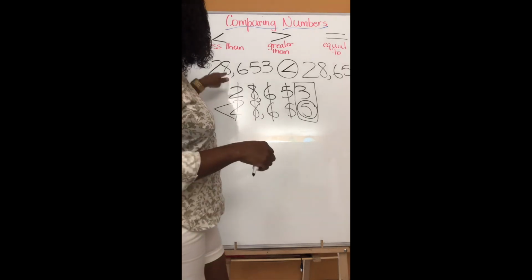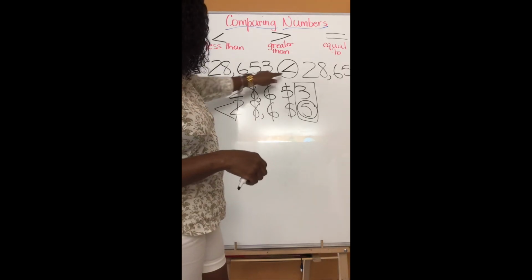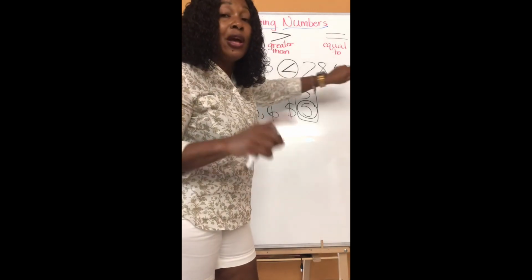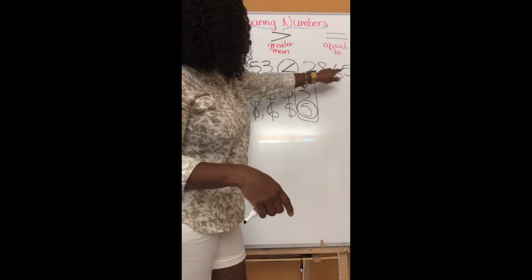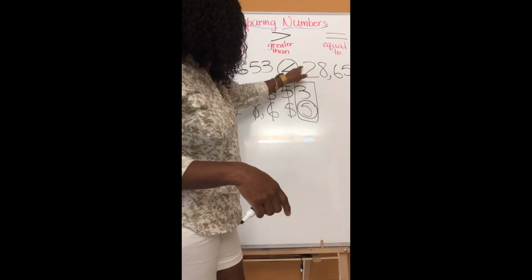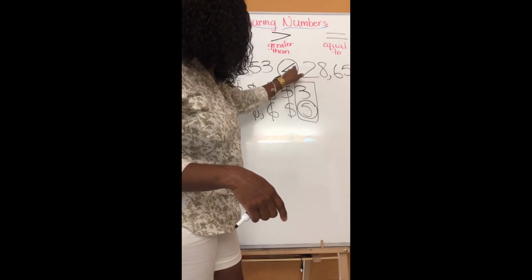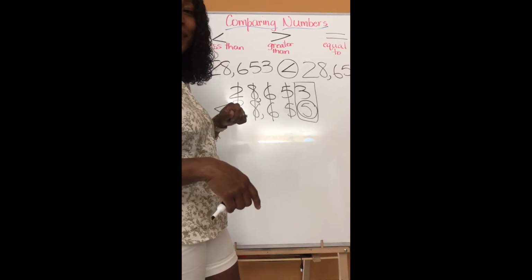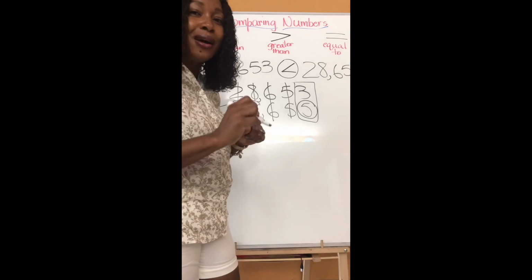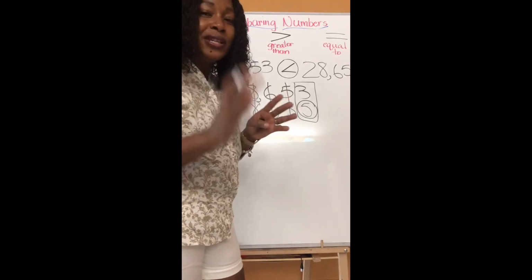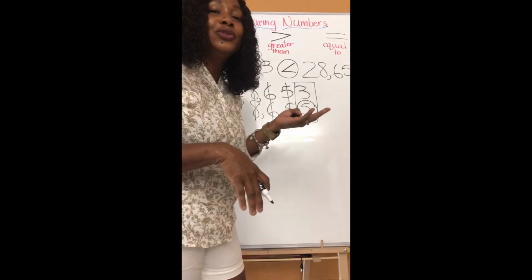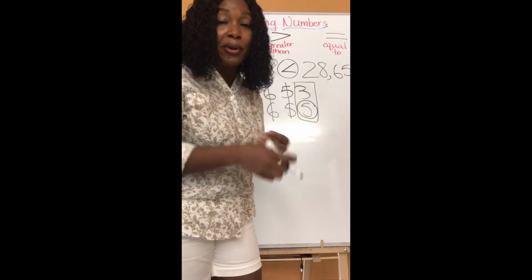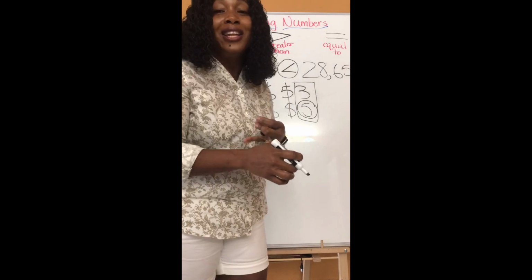So we could read it, 28,653 is less than 28,655, or 28,655 is greater, because the shark is opening its mouth to it, than 28,653. Very easy, guys. Just set it up. Think about that shark. Where is it opening its mouth? Where is it turning its back? Back to the smaller number, mouth to the bigger number.